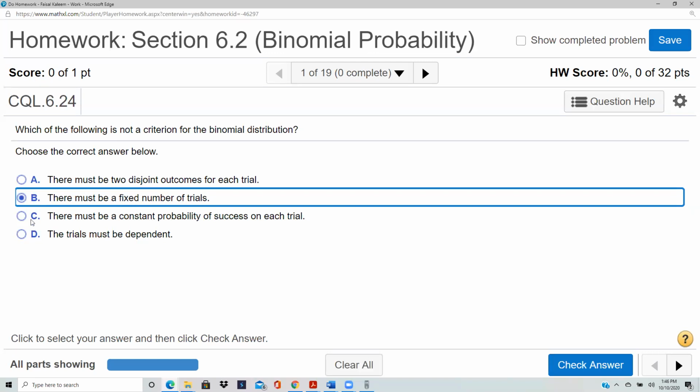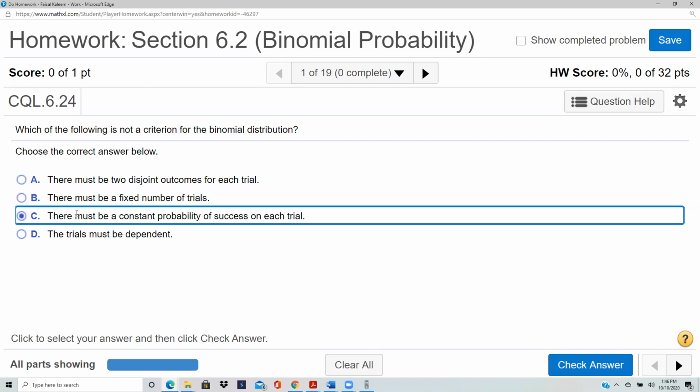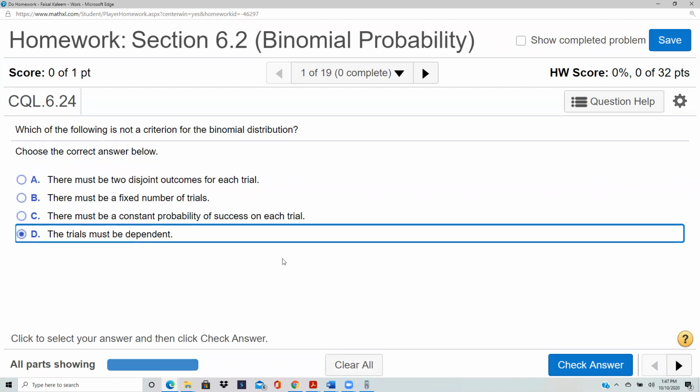And this is also a condition that there must be a constant probability of success on each trial. And the trials must be independent. So the four conditions are these top three, and then the trials must be independent. Whereas here it's saying that the trials are dependent. So this is the one that is not a criterion for binomial.